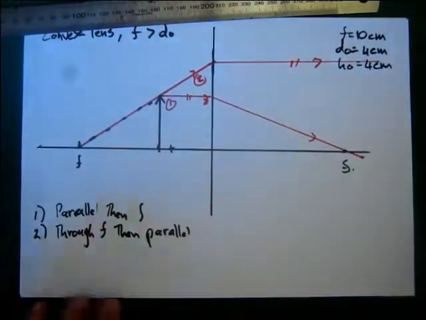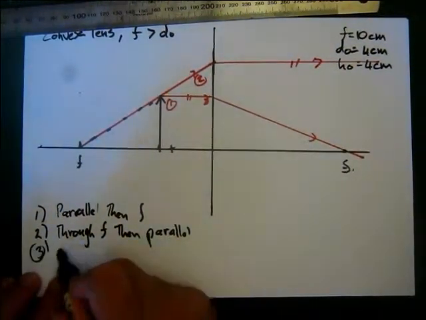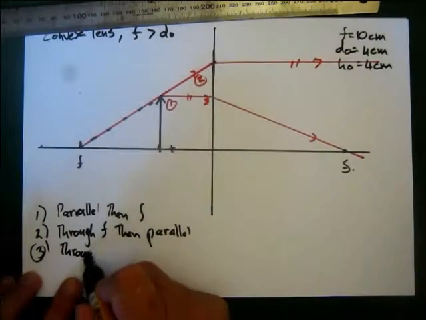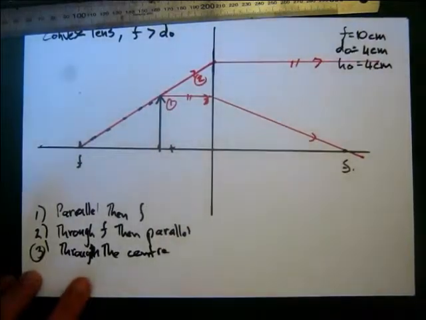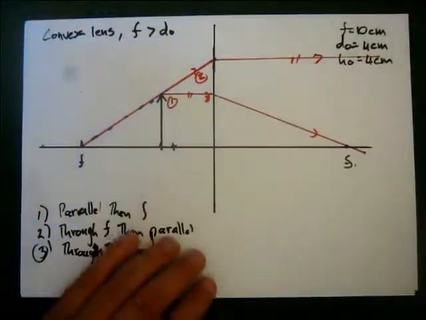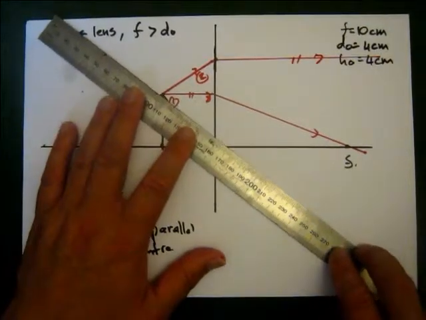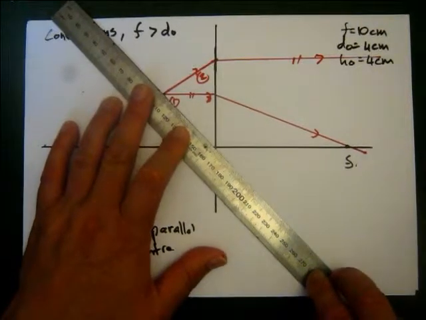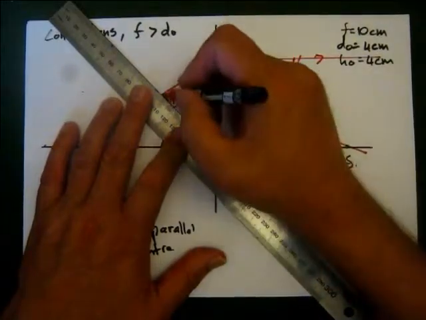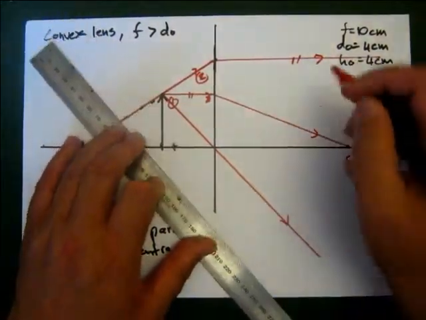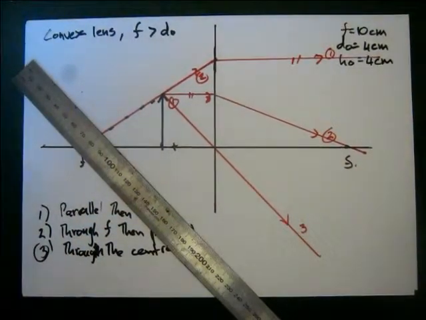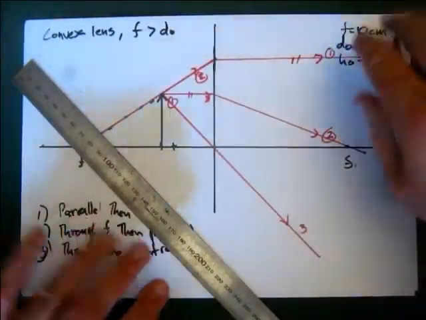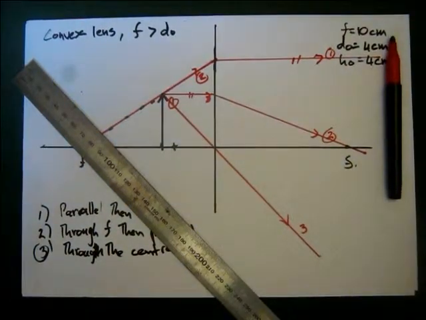And of course then we have ray 3 through the centre of the lens. Okay, so what we do here, we put the ruler on the tip, we put it on the centre of the lens, and we draw ray 3. So this is 1, this is 2, this is 3. And then we look at that and instantly there's a problem, because these are all diverging. These rays are going to spread apart and they're never going to come back together again.